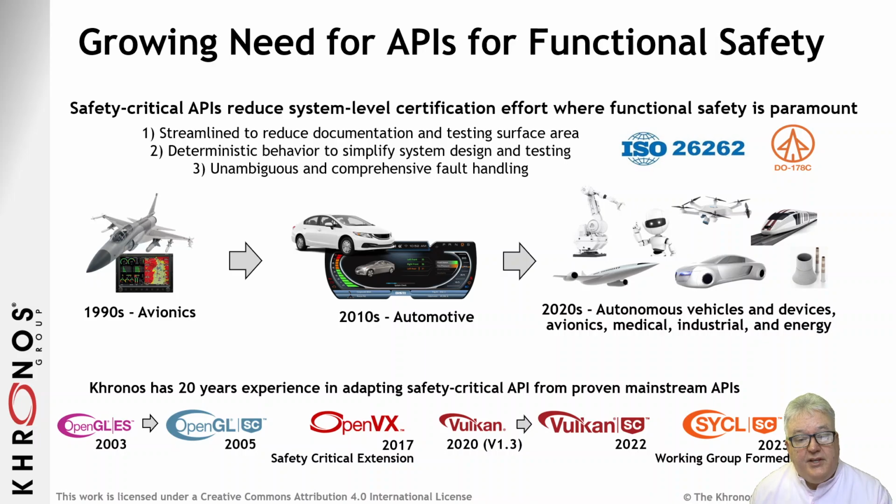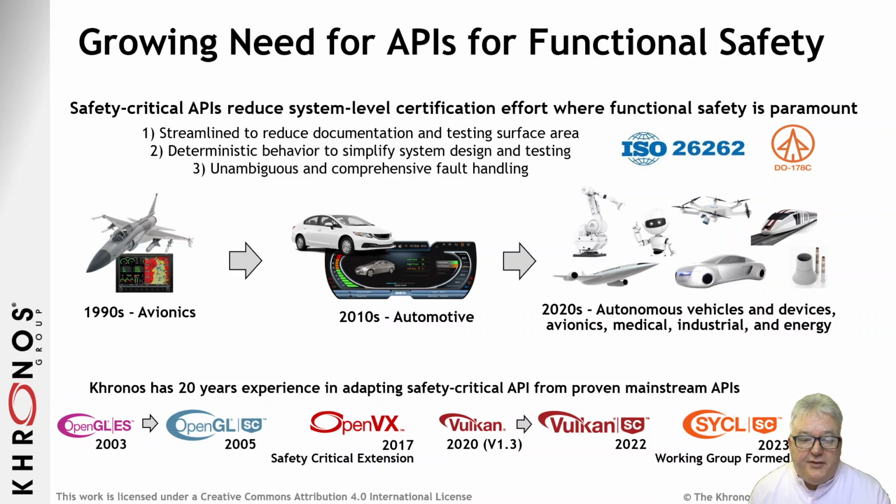Increasingly, Khronos APIs are being used in a wide range of markets where reliable deterministic graphics and compute acceleration is essential, including the automotive market where formal safety certification is required to meet international standards such as ISO 26262. Khronos is evolving a set of safety-critical APIs that reduce system-level certification costs by creating streamlined versions of widely adopted desktop APIs. The safety-critical versions of these APIs focus on the needs of embedded markets and provide rigorously defined deterministic behavior to simplify system design and testing.